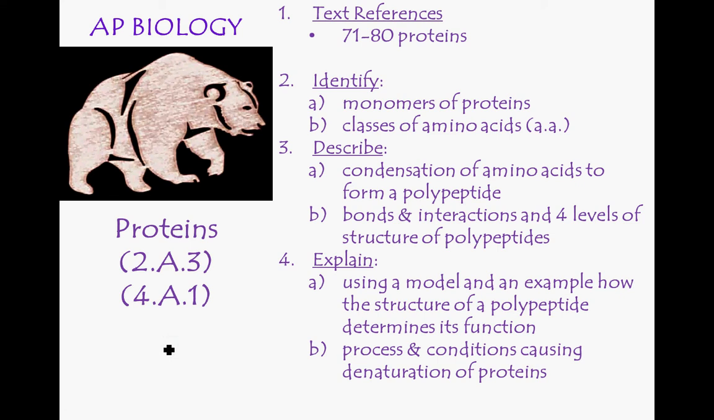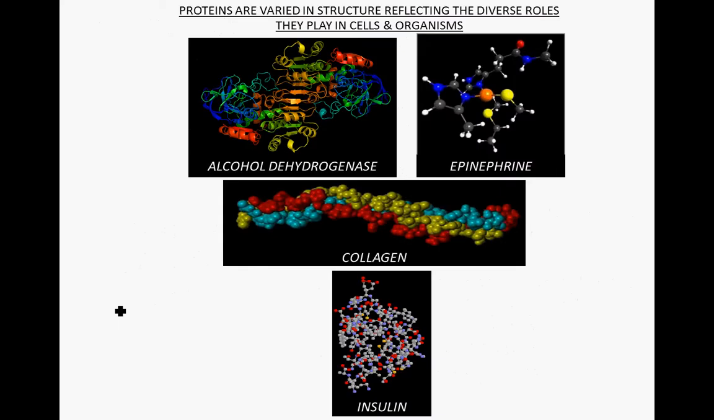This screencast will address information about proteins, and this is essential knowledge 2.A.3 and 4.A.1. So proteins are extremely varied in their structure, which reflects the diverse roles they play in cells and organisms. Here we have an example of what these proteins look like at the molecular level.